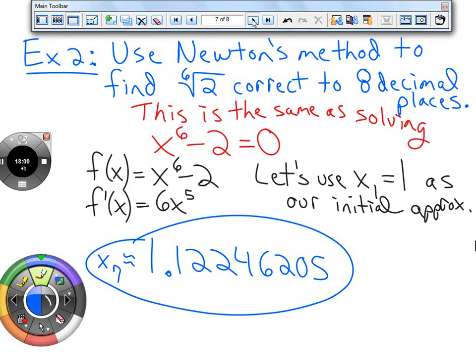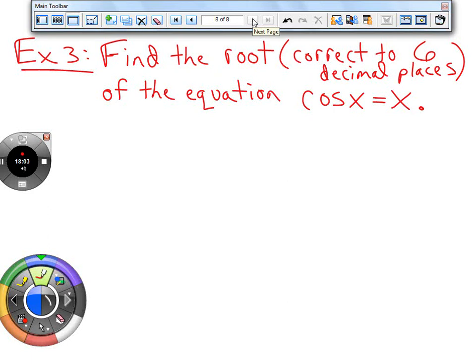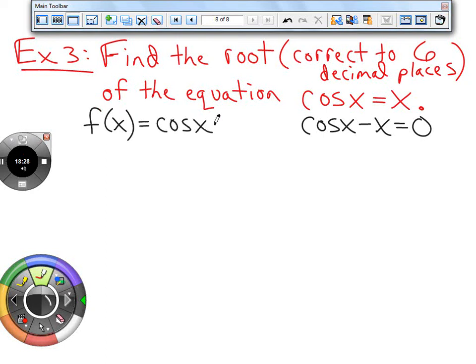All right. Last example. Find the root, correct to 6 decimal places, of this particular equation. Well, just like the last time, we've got to have it in terms of a function. So the function for this would be, sliding it all to one side first, cosine x minus x equals 0. So the function we're dealing with is f of x equals cosine x minus x. And then we just calculate the derivative. The derivative is pretty easy to calculate. That would be minus sine x minus 1.